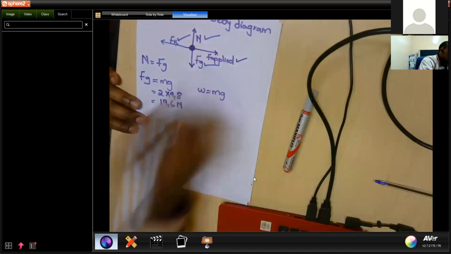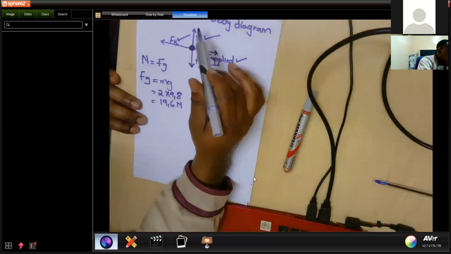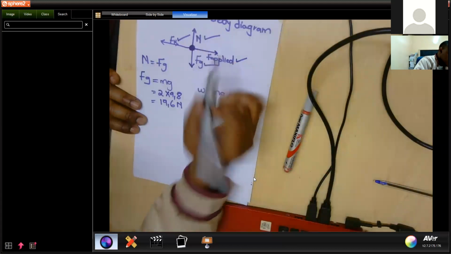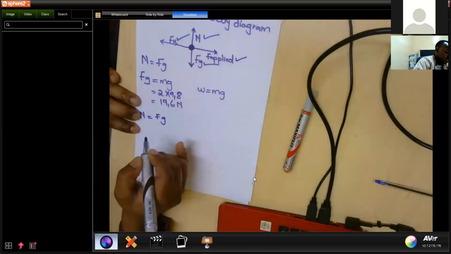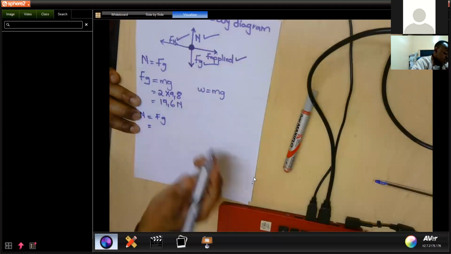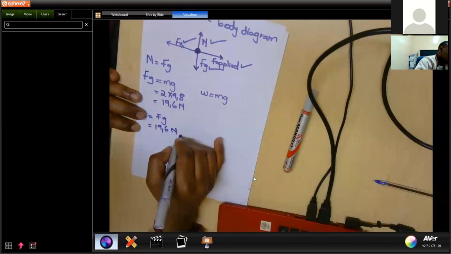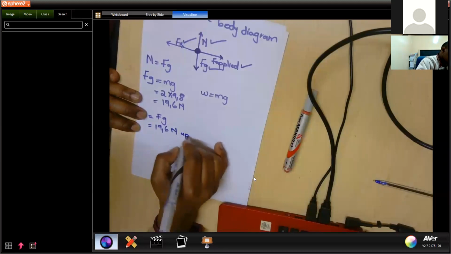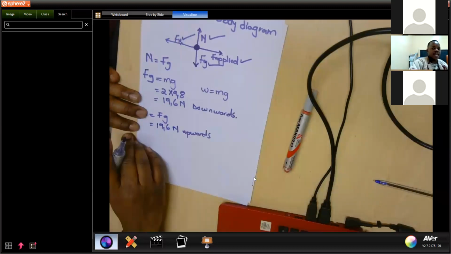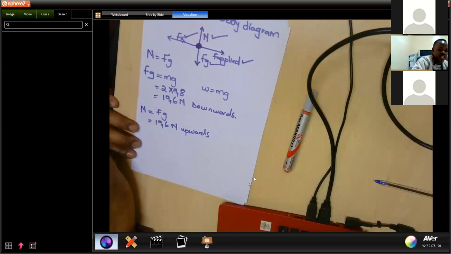Now, because these two forces are balanced and the object is not moving up and down, then it tells me that, oh, the normal as well is equal to the force of gravity. In other words, the normal is also going to be 19,6 newtons. But remember now, this one will be upwards, and then this one will be downwards, right?